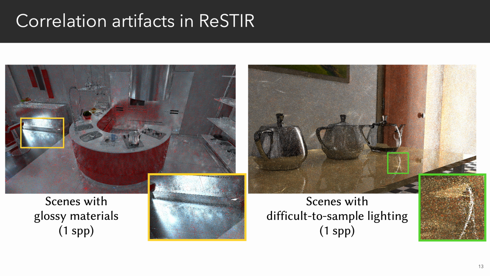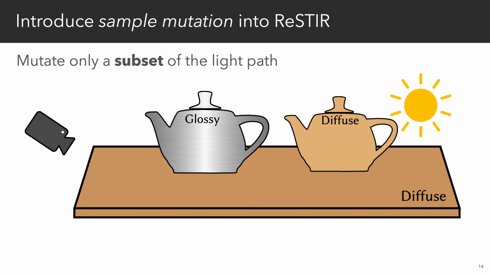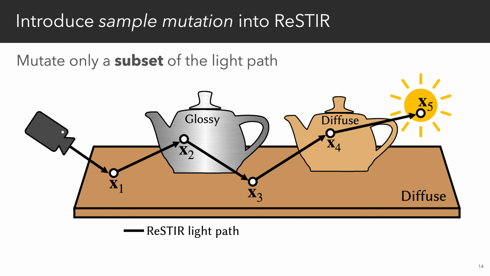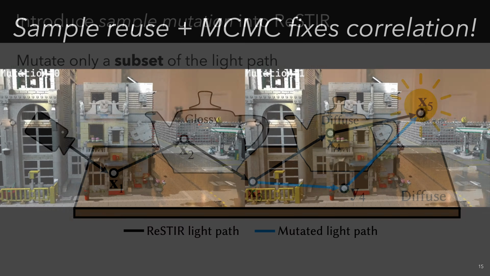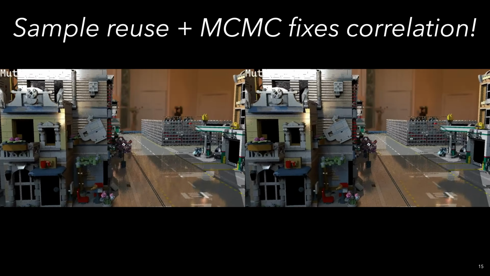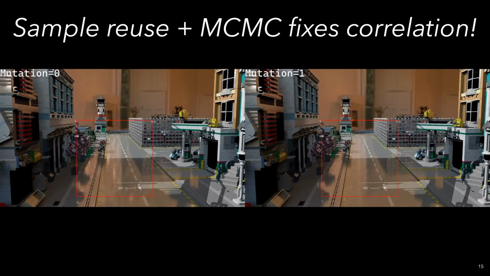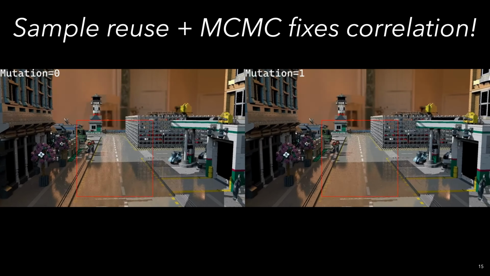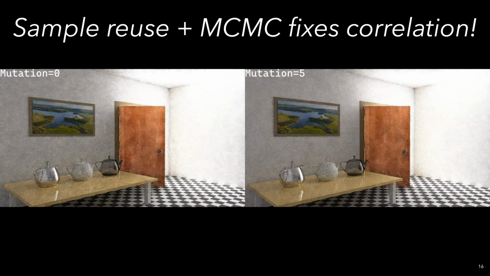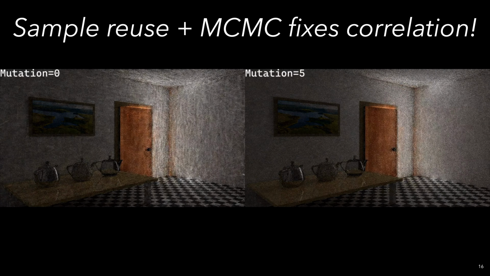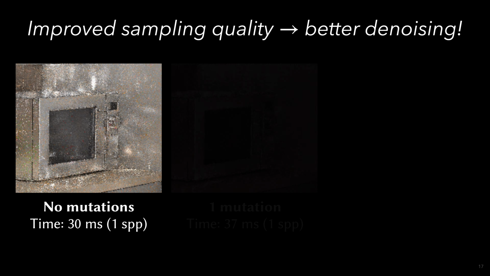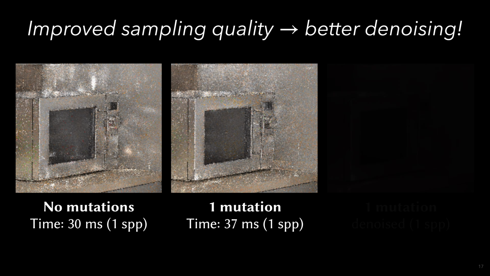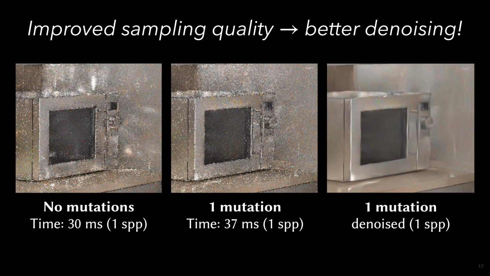lighting. So in this work, we greatly resolve these artifacts with a simple modification to ReSTIR, where we randomly mutate a subset of the light path. We find that even with just a single mutation, we produce cleaner images in both static scenes with complex geometry, as well as in animated sequences. Moreover, by improving sampling quality, we find that denoisers automatically work much better with ReSTIR generated images.